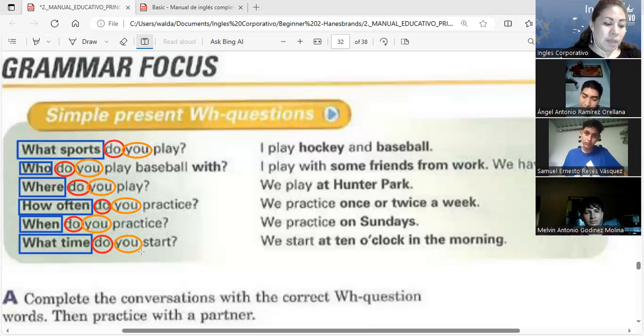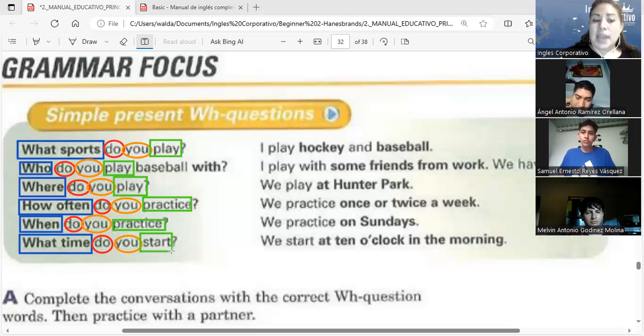Okay, does that make sense? Do we understand? It's clear? ¿Está claro? Perfect. Okay, very good. Let's continue then. After that, we're always going to use the verb. For example, play, or practice, or start, any verb. And the verb is going to be in the original form. No change, it's going to be in the base form. Okay? Do we understand?